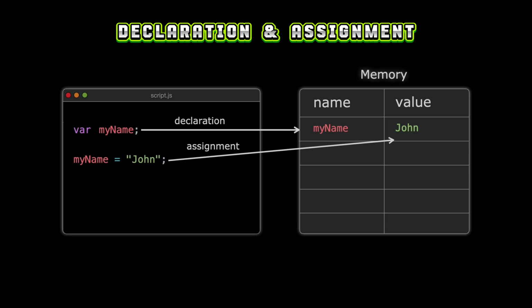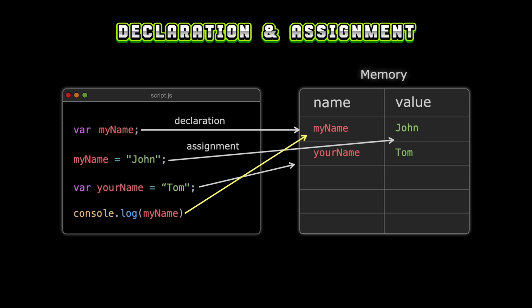Sometimes you can declare a variable and give it a value at the same time, like this. Here, myName is both declared and assigned the value Tom in one go. This is a common way to set up a variable with an initial value. When we access or print any variable, it fetches the value from memory and prints it like this.